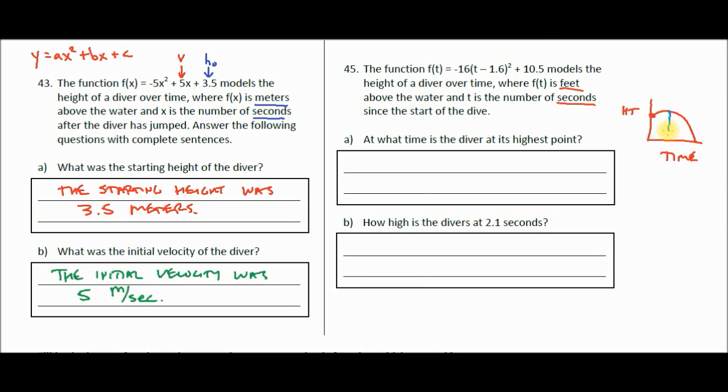Well, it's exactly at the point where the vertex is. And the vertex is at h comma k, and this is our h value. H value is time on the x-axis, k value is height on the y-axis. In this equation, our h value is positive 1.6. Here's h, and here is k. So at what time is the diver at his or her highest point?